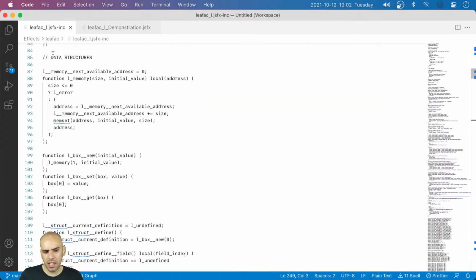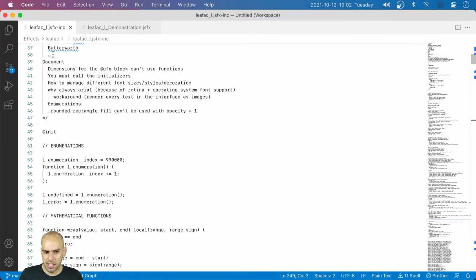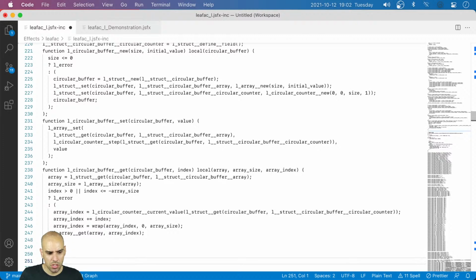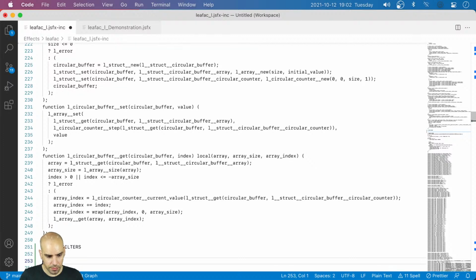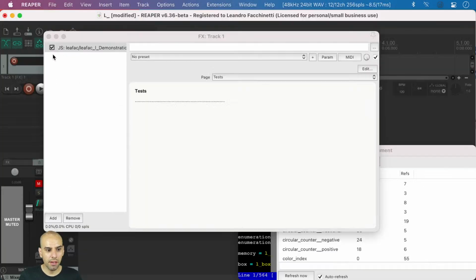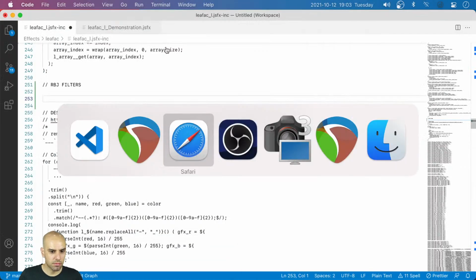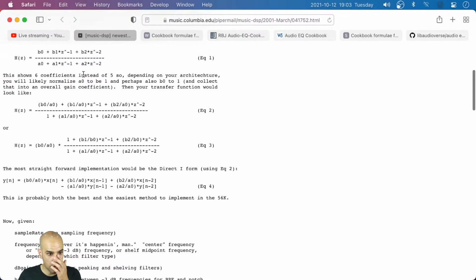No, I think I am not going to need anything from the design system in this. So I think I'm going to put it here. I'll put it like RBJ filters. And then we have to think about all this stuff that we have to keep around.